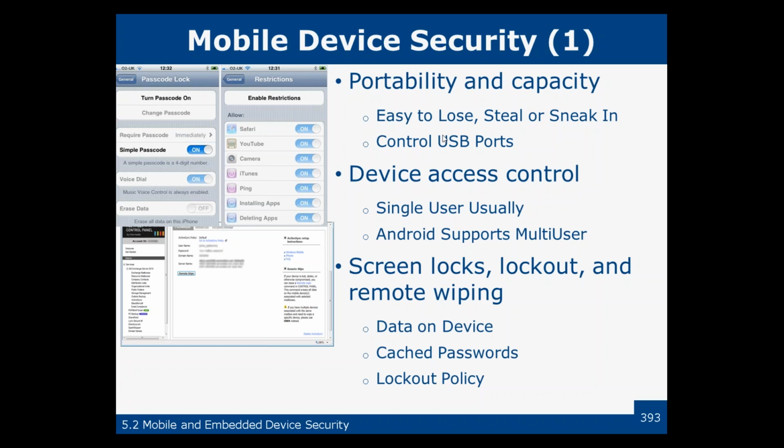Screen locks, lockouts, and remote wiping are all things that should be configured on the devices, because there's going to be some data on the devices which may or may not be encrypted. If it is encrypted, the key is going to be stored on the device. If you use encryption on the apps, the key is going to be stored with the app. If somebody roots the device, then they're going to be able to get the key and decrypt all of the information. Cached passwords are probably going to be there, and the cached passwords in all likelihood are going to be reused someplace else.